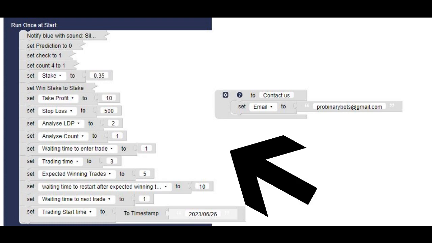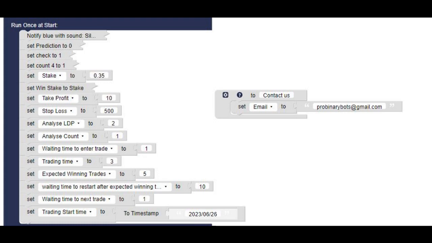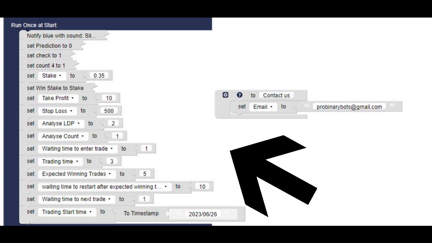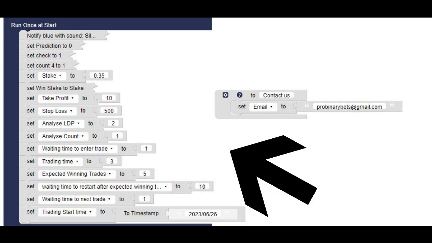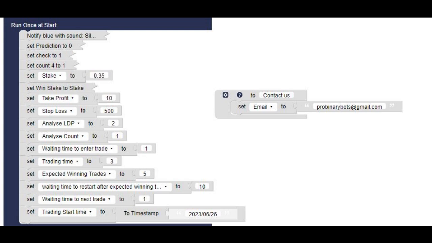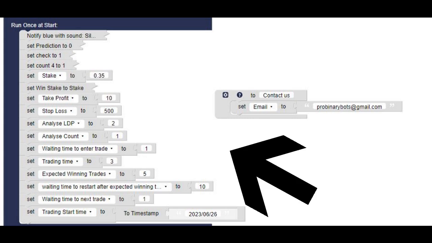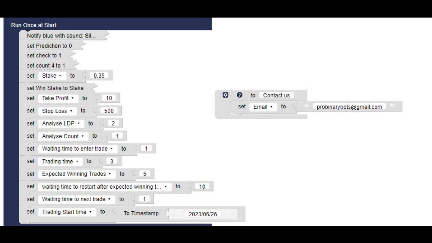In the Analyze LDP field, you can enter a digit from 0 to 9. The bot will wait for this last digit to appear before entering into a trade. Furthermore, in the Analyze Count field, you can specify a value of 1, 2, or 3. If you choose 1, the bot will wait for the Analyze LDP to appear once before entering a trade. If it's set to 2, the bot will wait for consecutive appearances of Analyze LDP twice before entering a trade.